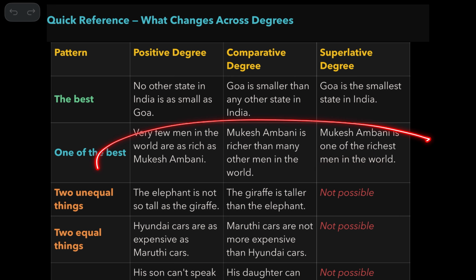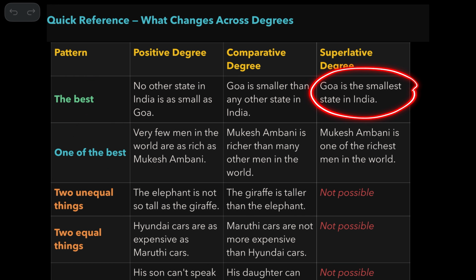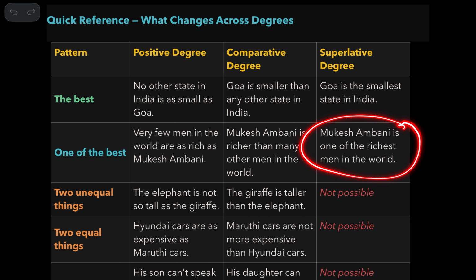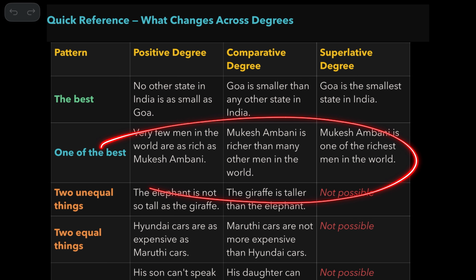Now, what is the difference between the "the best" pattern and the "one of the best" pattern? Here, this person or thing is really unique. Nothing else matches with this. But here, the person being mentioned is not unique. There are other people, very few, like the person or thing mentioned here. So Mukesh Ambani is not the richest man in the world. There are a few other people who are as rich as Mukesh Ambani. That's the meaning of this. All the three sentences mean the same thing.